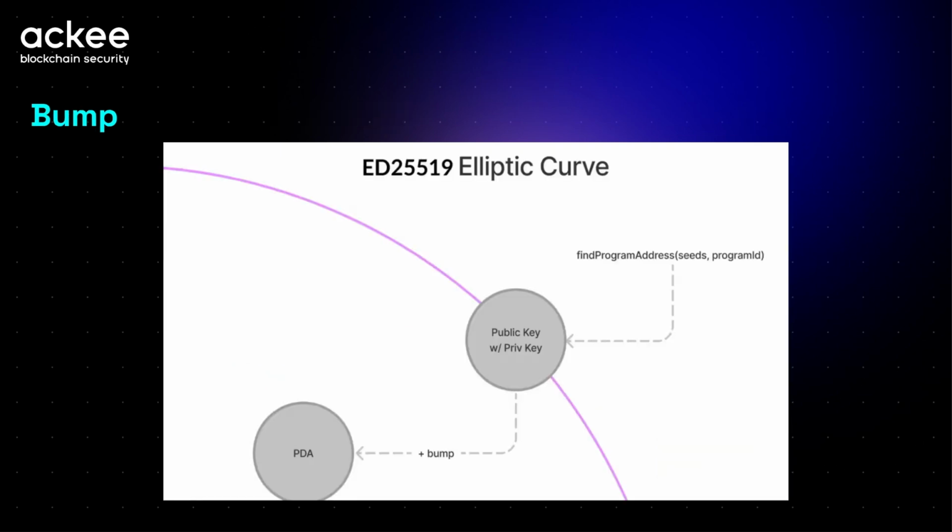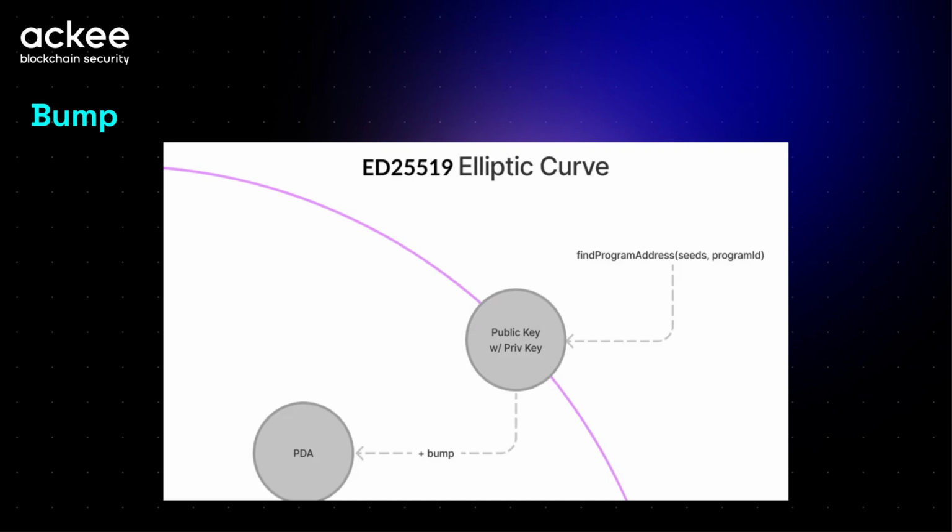So for that case, you use the bump, which is just the addition. It is a simple 1-byte number from 0 to 255, and you use that as an addition to the seeds. So if the resulting address actually landed on the curve, then you use the bump as an additional seed and rederive the address a second time. And you do this in a loop until you find the first address that is away from the curve. Really simple, just an addition to the seeds to find the address that is not on the curve.